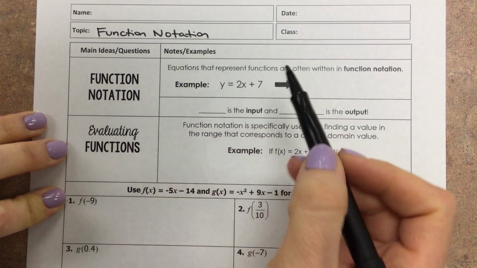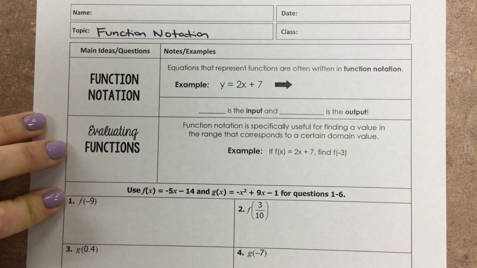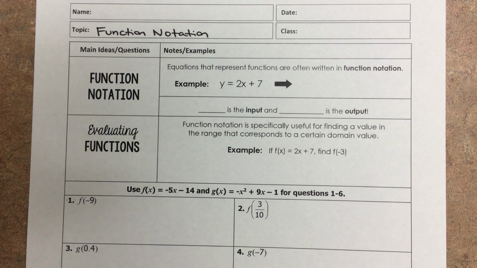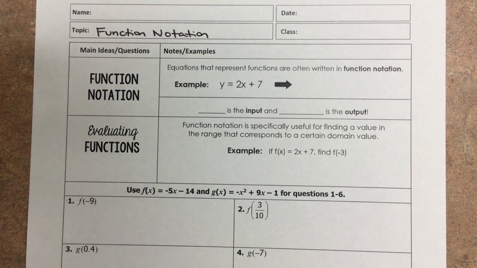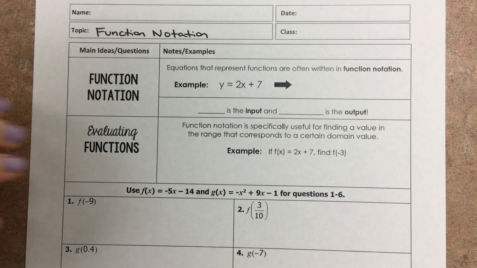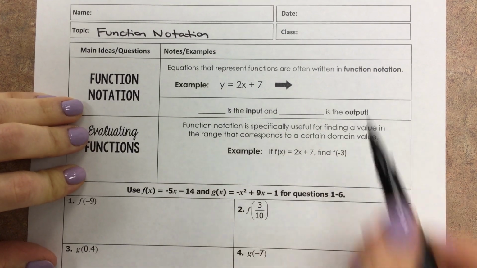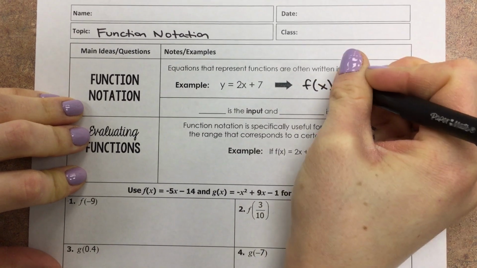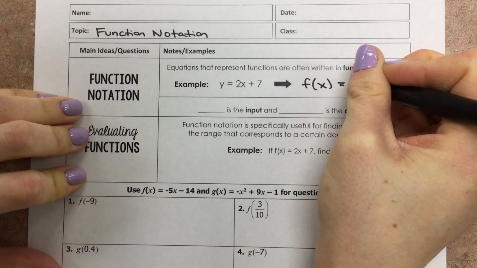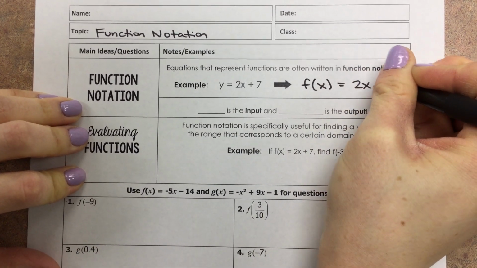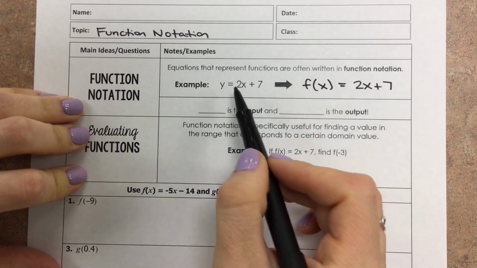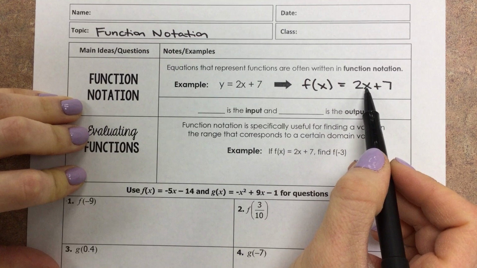It says equations that represent functions. Remember at the end of the last lesson, we had seen mappings and tables and just sets of ordered pairs, but we also saw equations. And we graphed them in Desmos. So when you see equations that are supposed to represent functions, a lot of times we write them like this. This f of x, that's function notation, equals 2x plus 7.